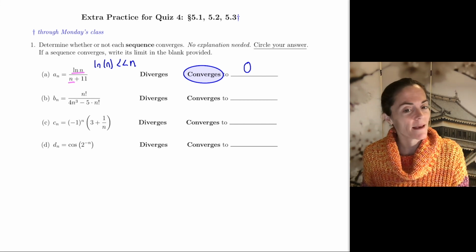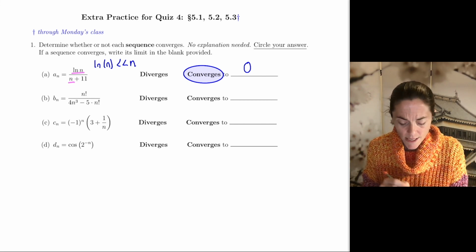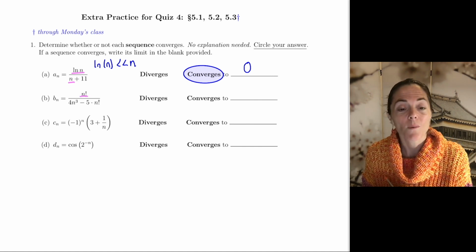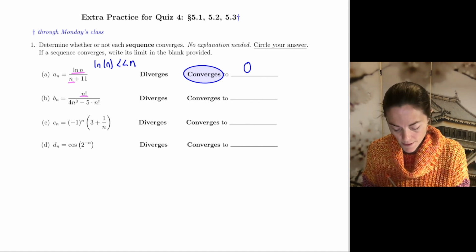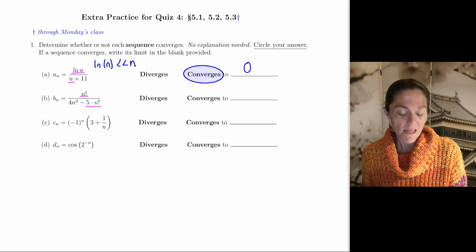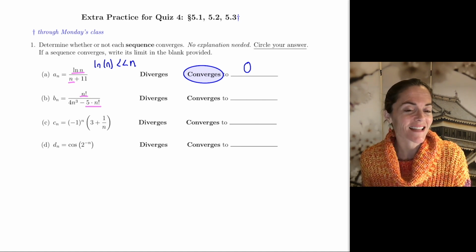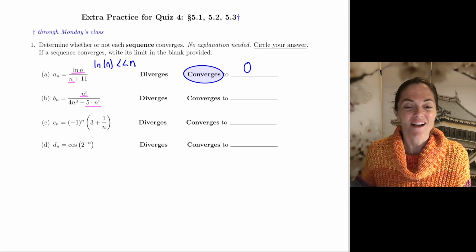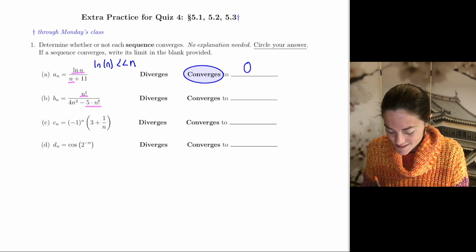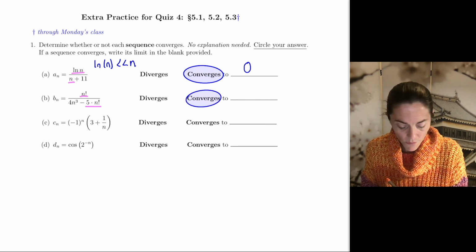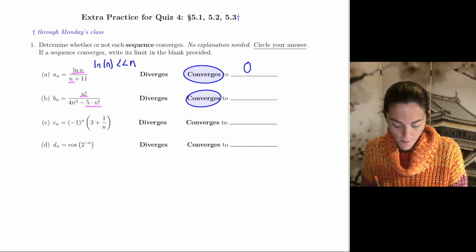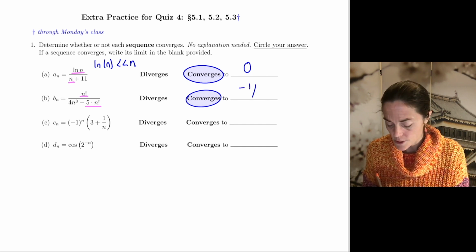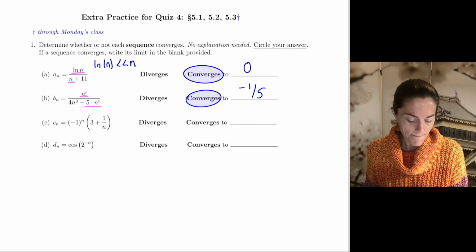Great. b_n. In the numerator, we just have one term, it's n factorial. And what dominates the denominator is this term. n factorial grows faster than n cubed. So it's the same, right? So you see this also converges. But to see what it converges to, we look at the coefficients. We have 1 in the numerator and a -5 in the denominator. This one converges to -1/5.